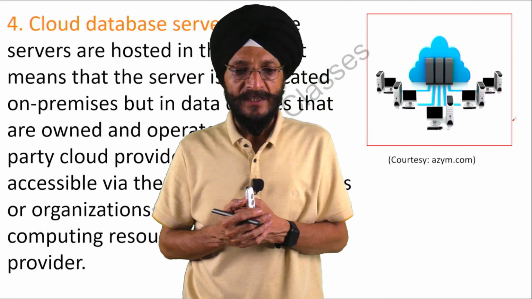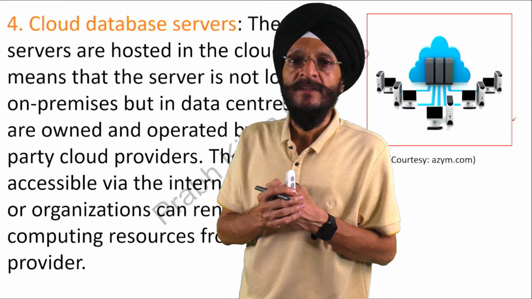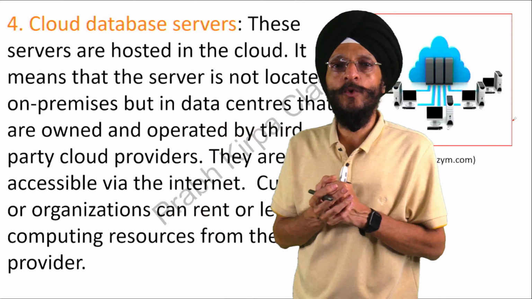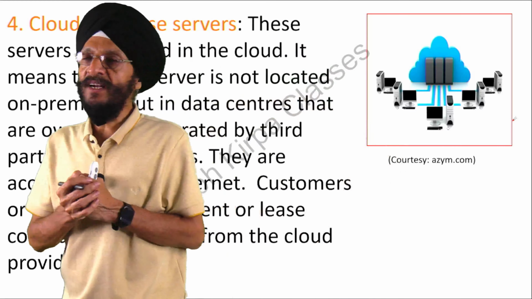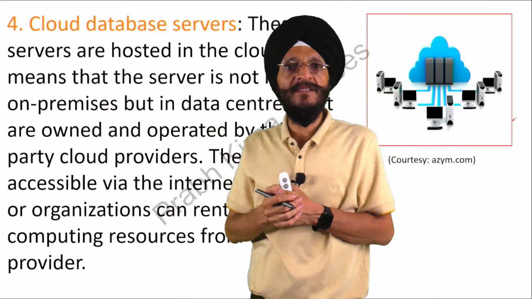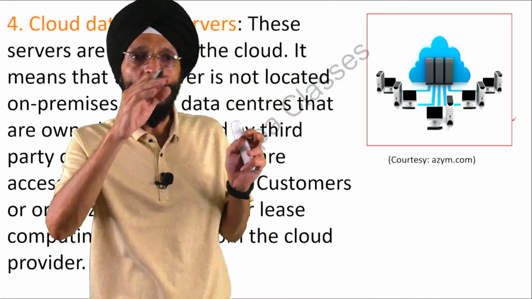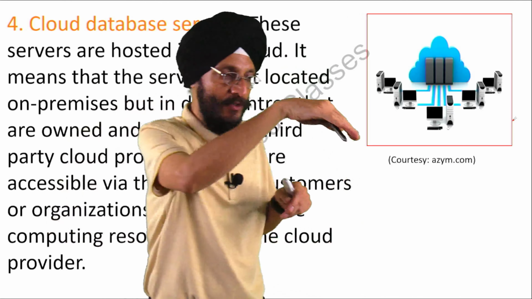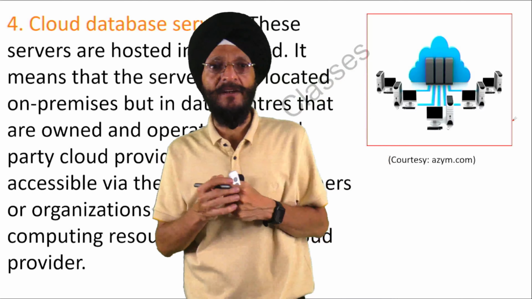Next is cloud-based data servers. From the name, it is clear that the servers are hosted in the cloud, but it does not mean that they are actually located in the clouds which we see in the sky. It means that the servers are not located on the premises, but they are located in the data centers which are owned and operated by third party cloud providers. They are accessible via internet. That is, these servers can be accessed via internet.